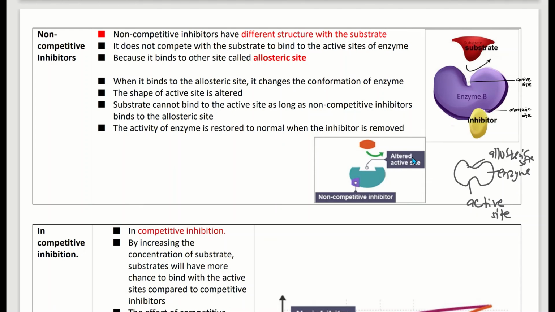So altered ni maksudnya change. Okay, so the active site berubah. The shape of active site is altered, is changed. So now substrate cannot bind to the active site as long as non-competitive inhibitor binds to the allosteric site. Selagi ada non-competitive inhibitor tu dekat allosteric site ni, you punya substrate tak boleh bind to the active site. But once it remove, the activity of enzyme will be restored to normal. Kembali kepada yang biasa balik bila kita dah remove daripada allosteric site.